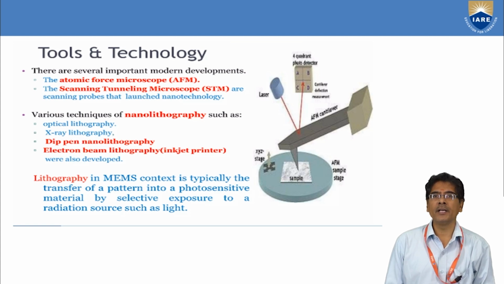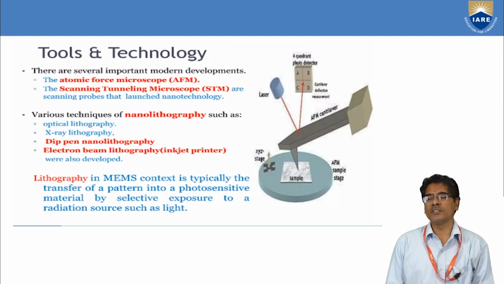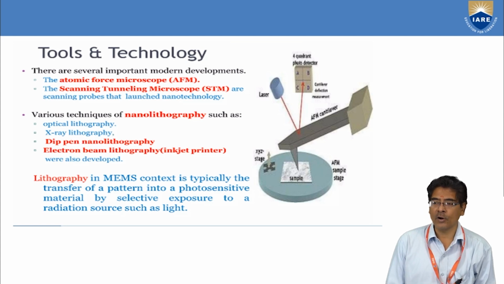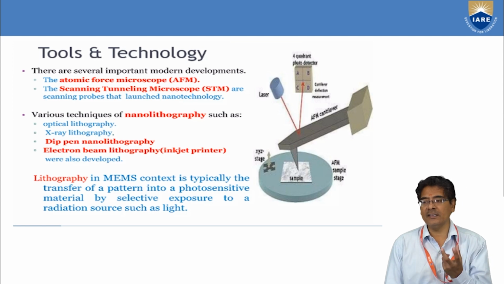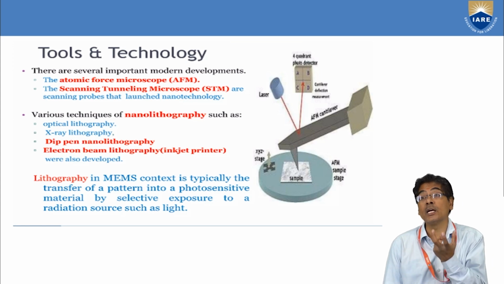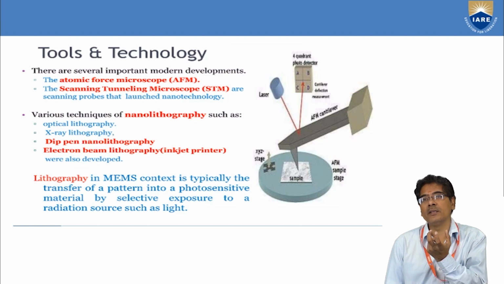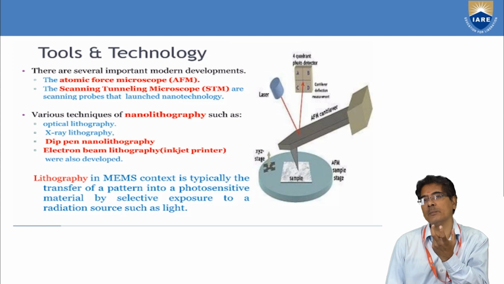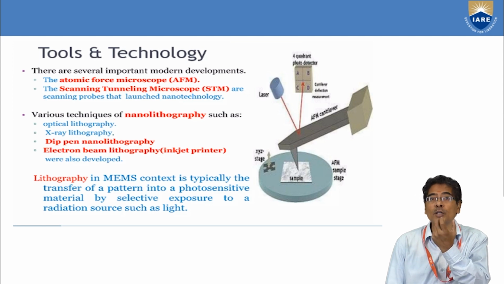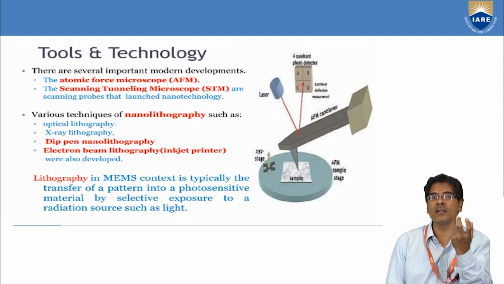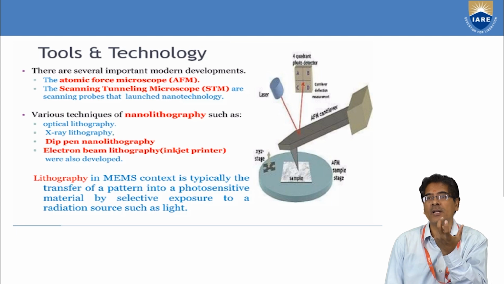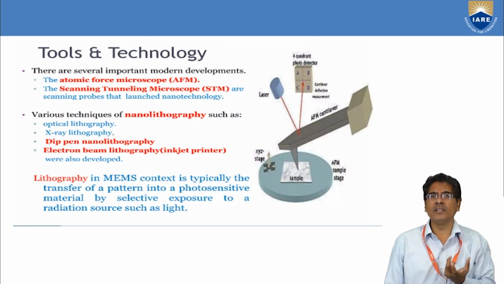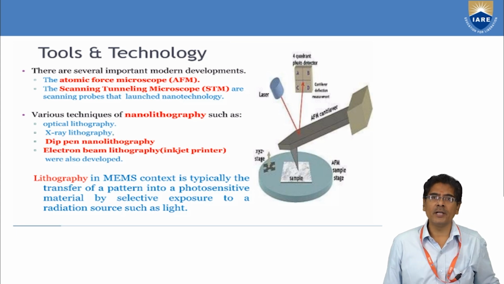If you see for the tools and technology, there are several important modern methods. That is what we study. When we study the bottom-up process, we have seen that the size and the morphology can be controlled, the smoothness of the particle. So the smoothness of the particle can be controlled by using certain tools, right? So in tools and technology, there are several important modern developments.